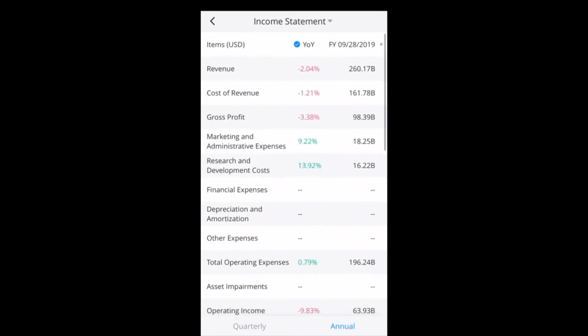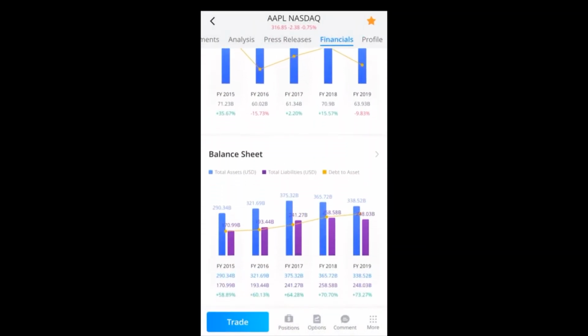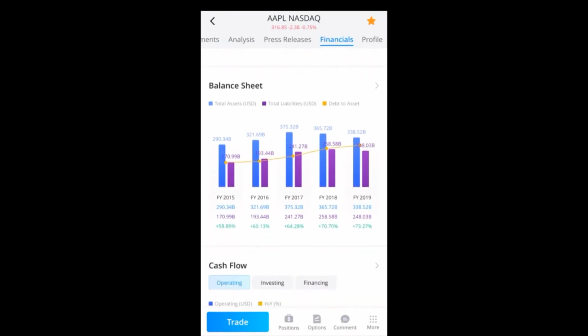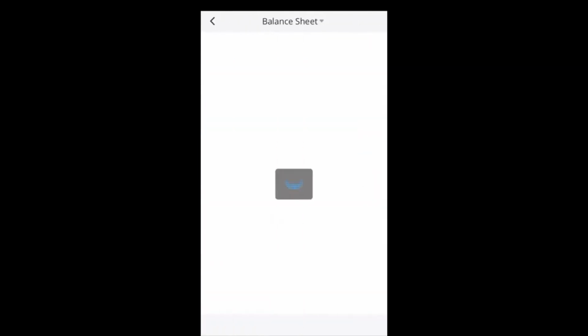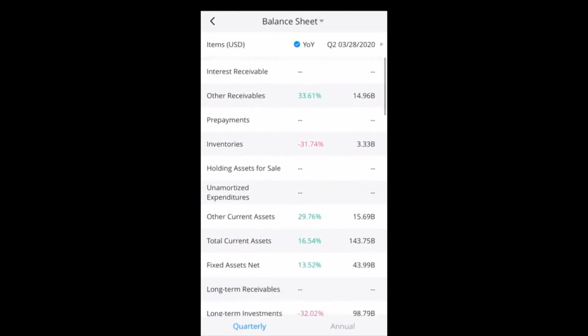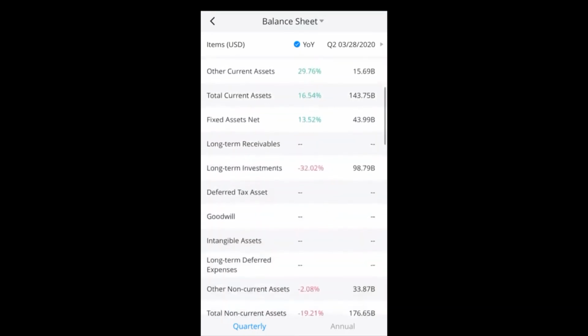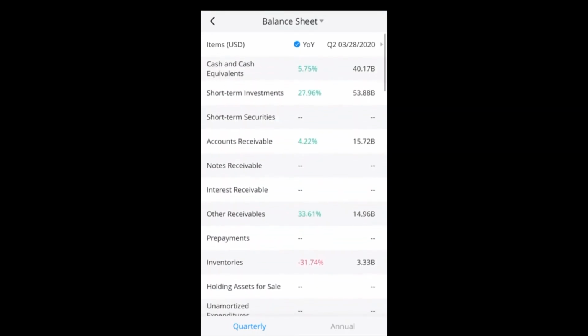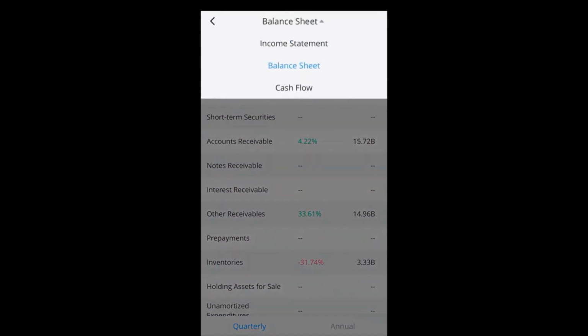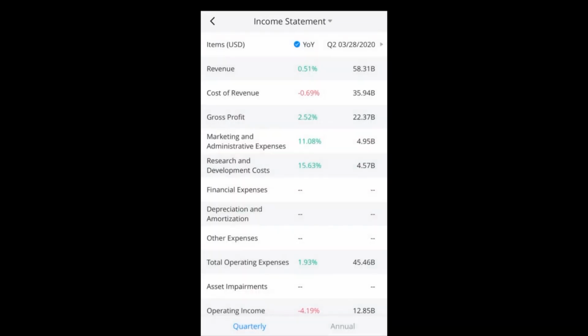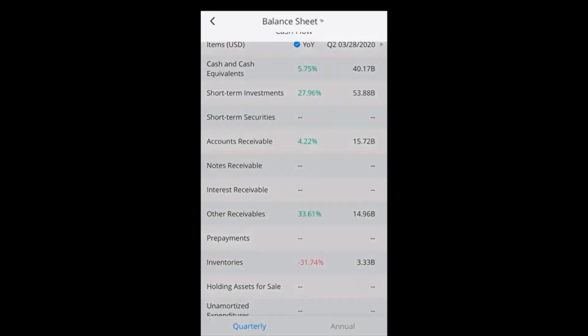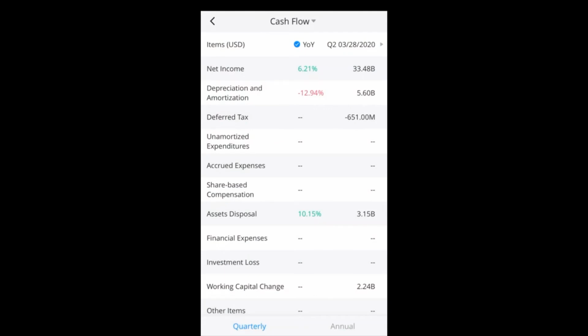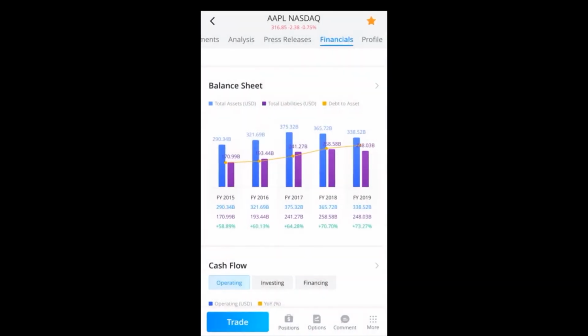So that's really cool. And you can also look at their balance sheet, their total assets versus their total liabilities. You can view more information on their balance sheet here. And at the top, instead of going back and forth, you can click where it says balance sheet and switch between income statement, balance sheet, and cash flow. Now we're going to go back.